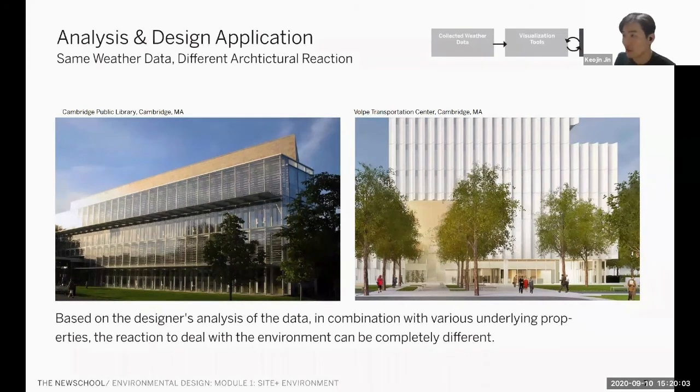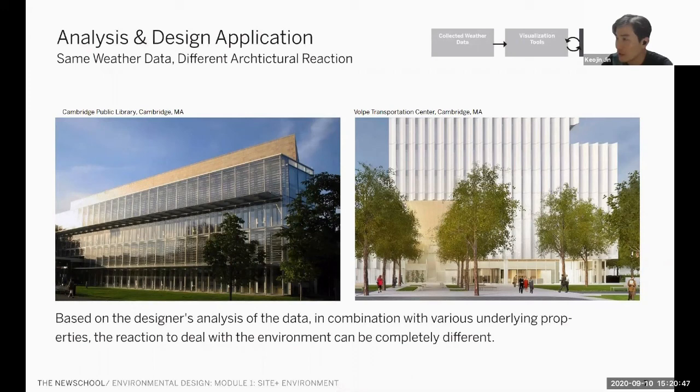Here you can see two building designs located in very close locations. The one on the left is the Cambridge Public Library in Cambridge, Massachusetts. The designer thought it was very important to provide a close visual connection between nature and the library portion. And in order to mitigate the heat loss from the large glazing, he used a double wall facade to incorporate natural ventilation and also prevent large heat loss.